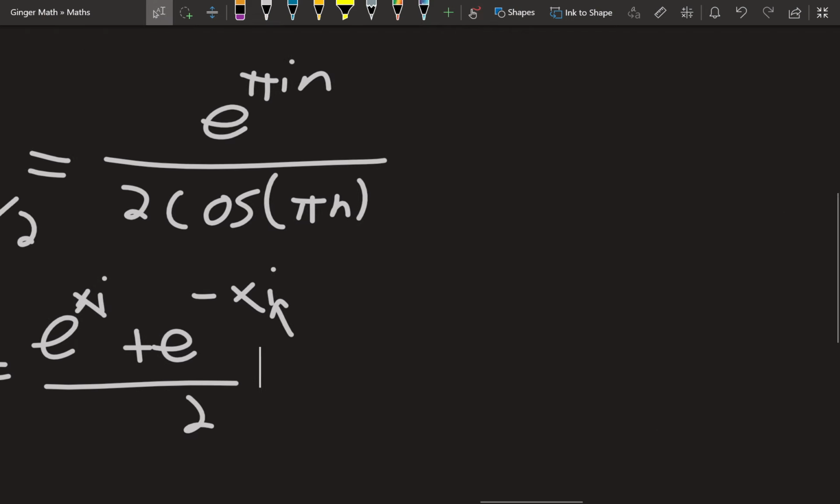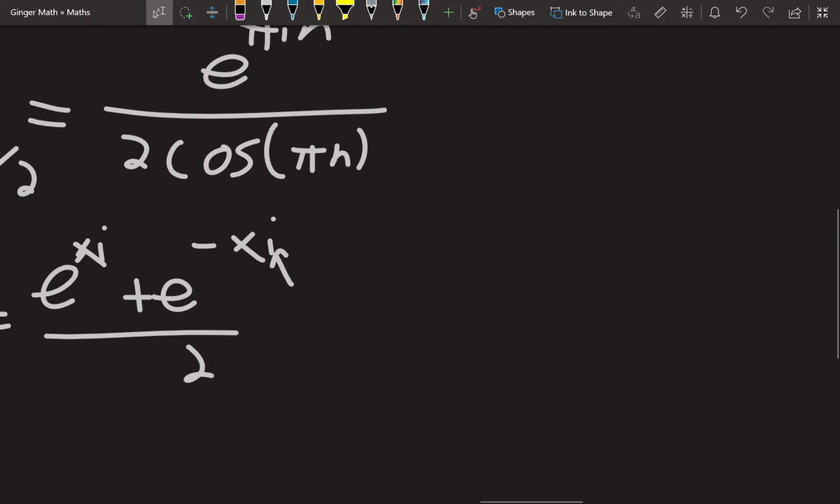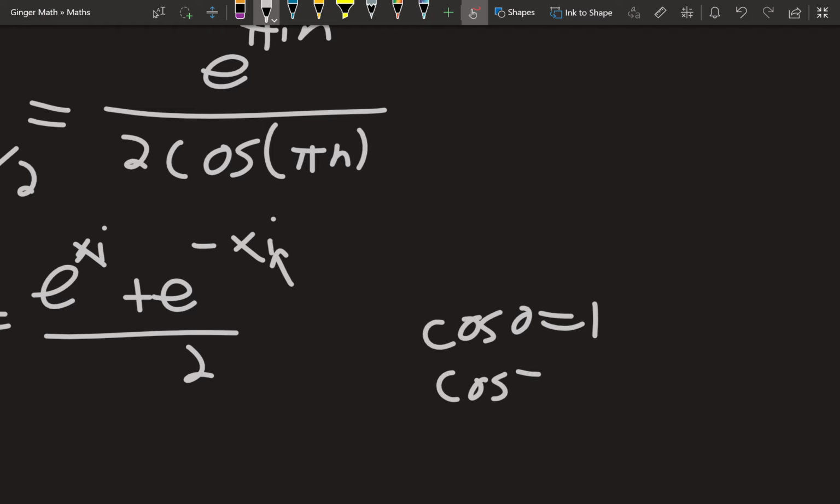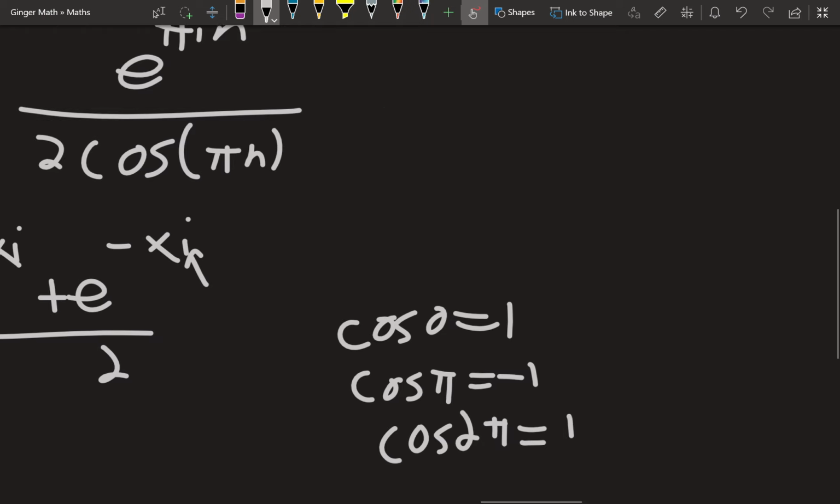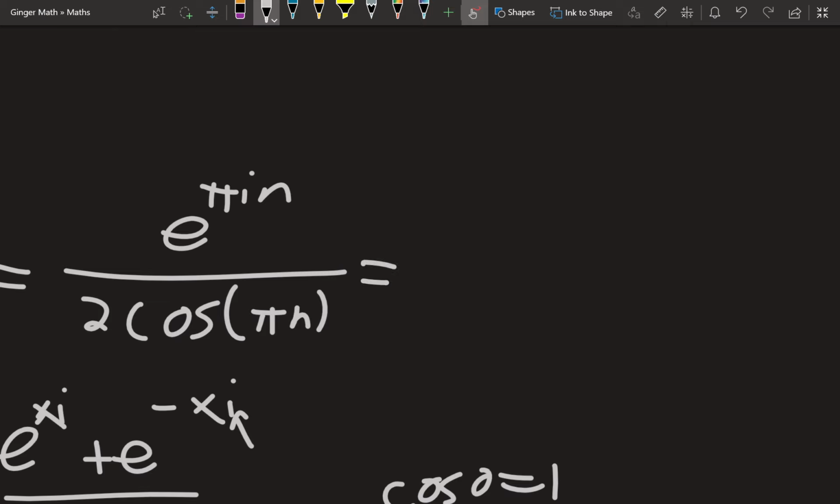And okay, we know n is an integer, but what's the cosine of any integer multiple of pi? Well, we can think of it this way. Cosine of 0 is just 1. Cosine of pi is negative 1. Cosine of 2 pi equals just 1. So it's like we're ping-ponging back and forth on the unit circle. So this cosine term is just negative 1 to the n.